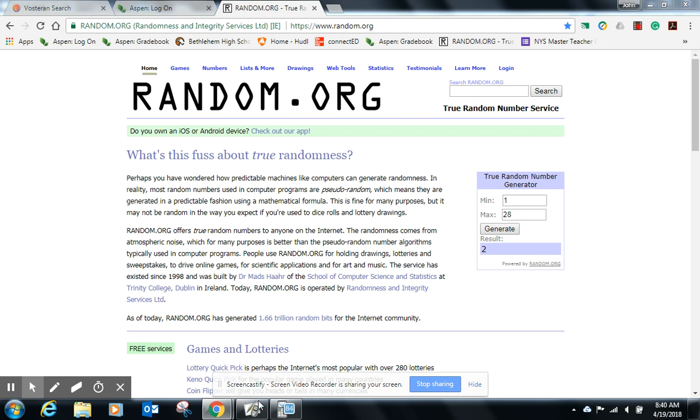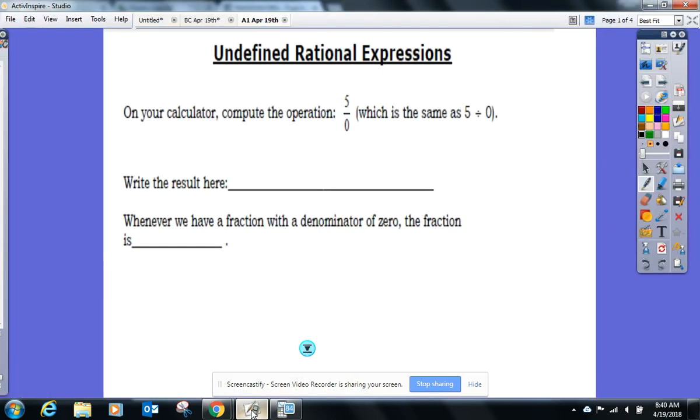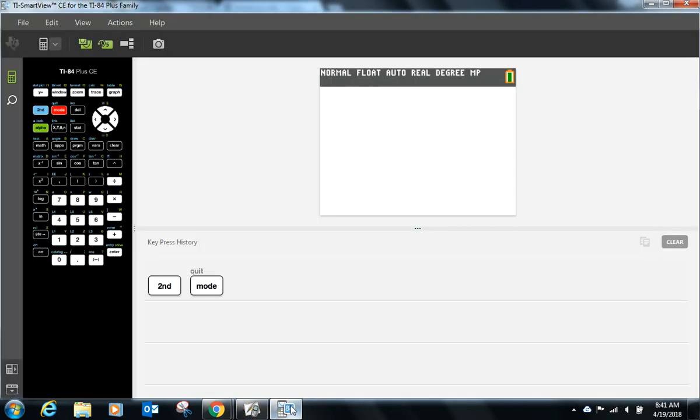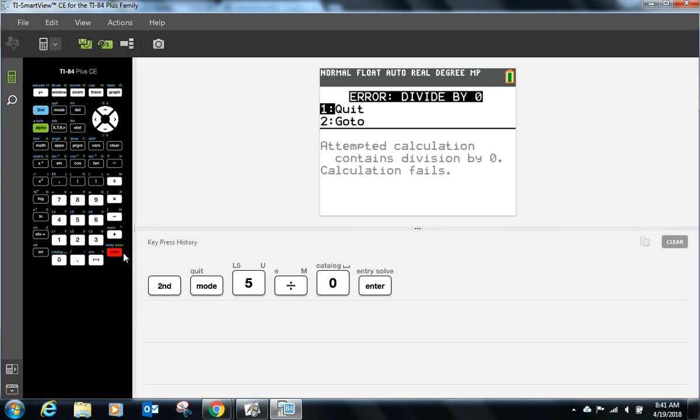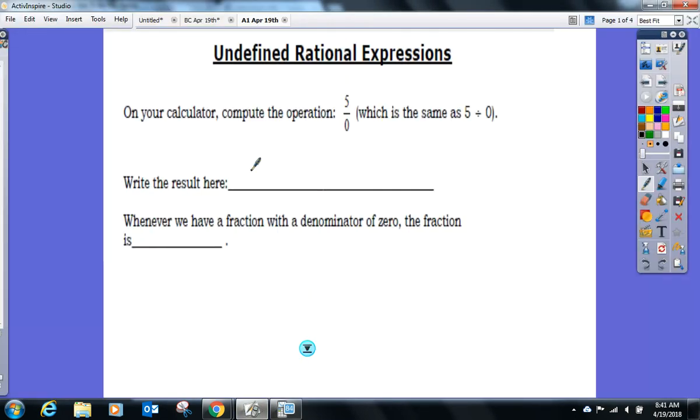All right, so first off, right off the bat, what I'd like you to do, guys, on your calculators, can you just do 5 divided by 0? Some of you may already know what's going to happen, but mine's not any more powerful than yours, and I still get an error because you can't divide by 0.